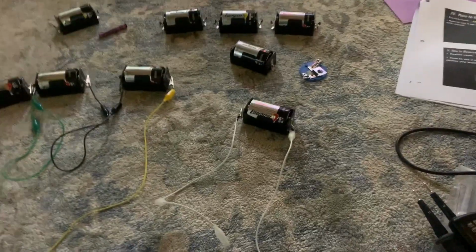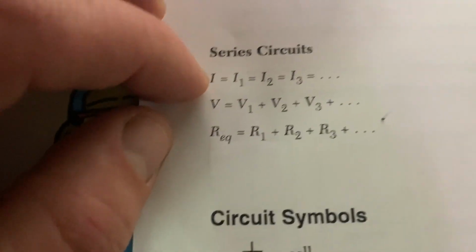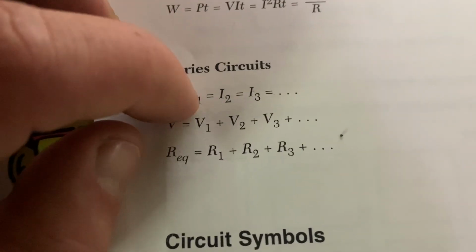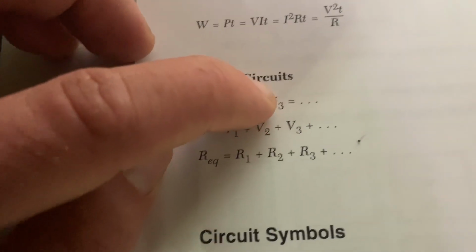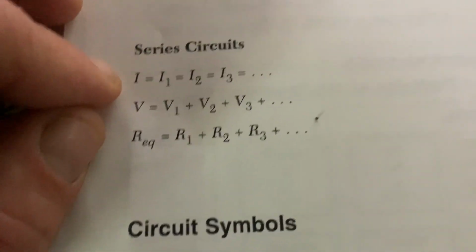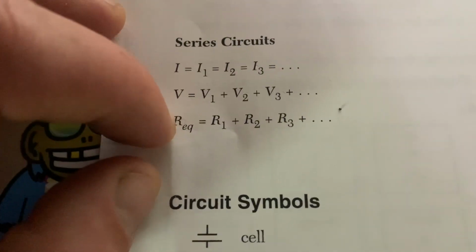Okay, so just a quick video on series circuits. According to your reference table, taking a look here, the total current is equivalent to the current across each individual resistor or light bulb or item you have in your circuit. Voltage and resistance are the sum.